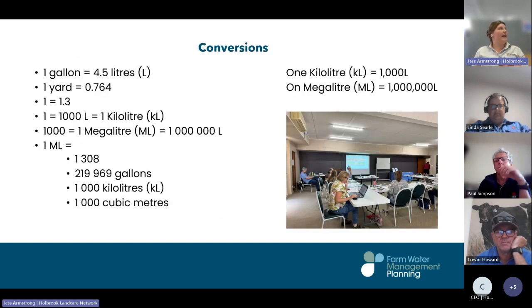So here is just a quick slide about some common conversions that you might come across while you're conducting your farm water audit. As I said, these conversions are also in your farm water audit workbook, and particularly for this session, if you want to, you'll be looking at the litres to megalitres conversion, if that's something that you would like to do to help your head get around the numbers a bit better. But as I said, this slide is also included in your workbook.